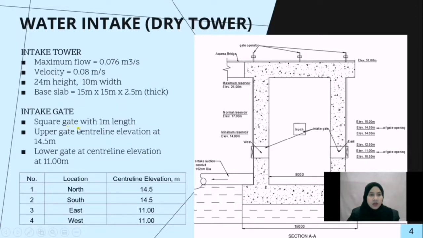And the intake gate is a square gate with 1 meter length. Upper gate centerline elevation is at 14.5 meter. Lower gate centerline elevation is at 11 meter. This is the summary of the location and the centerline elevation, and this is the drawing for the water intake.